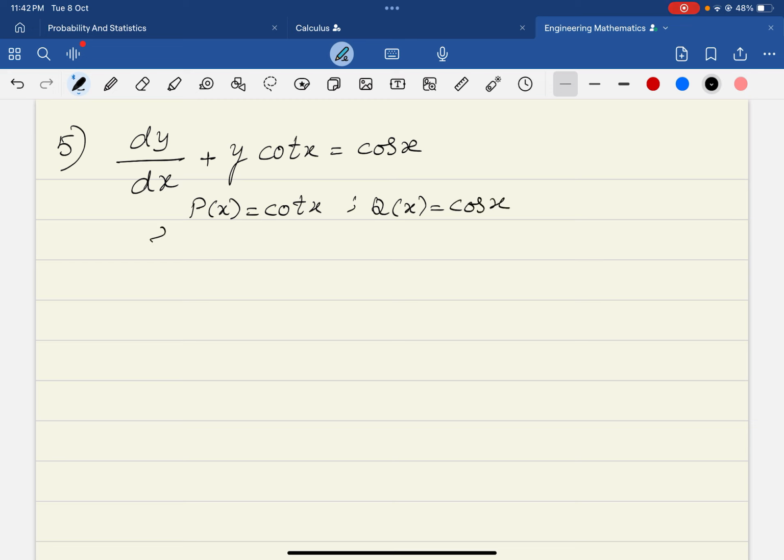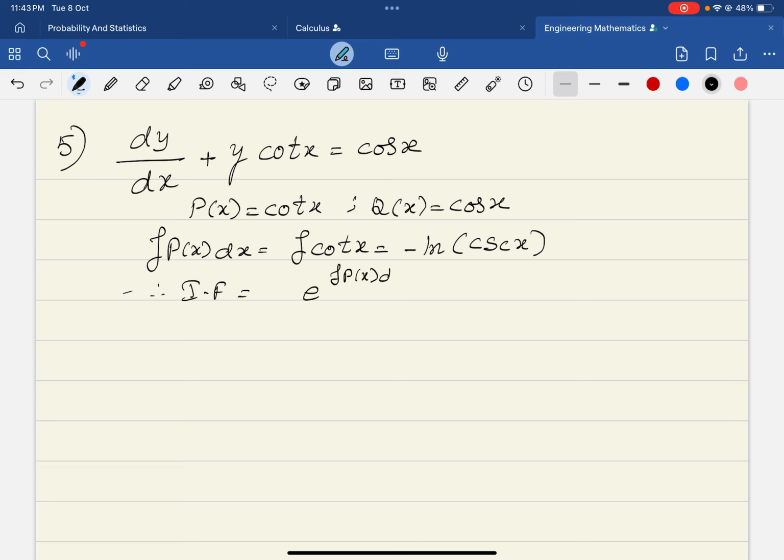So what can we write here? The integral of p of x dx, that is the integral of cot x. What is the integral of cot? The integral of cot is minus ln of cosecant x. Minus ln of cosecant x. So therefore, what is the integrating factor? e raised to the integral of p of x dx.